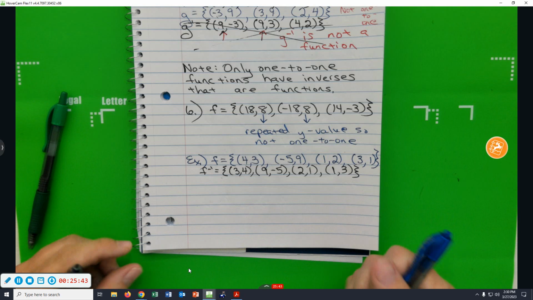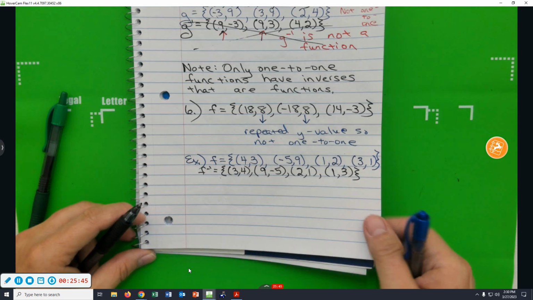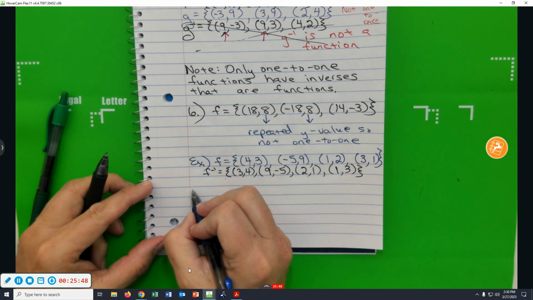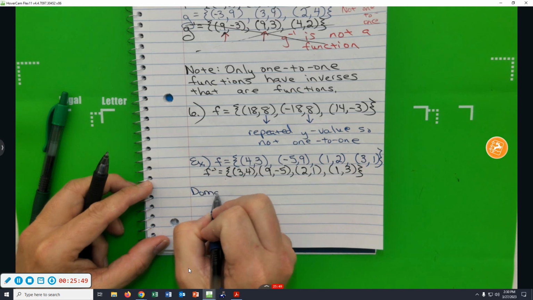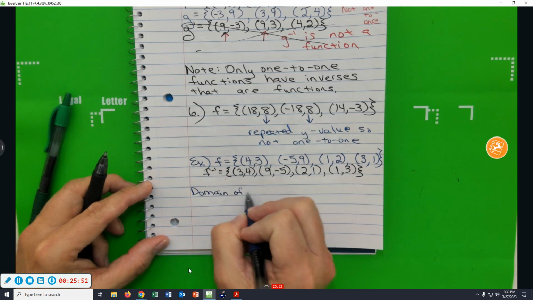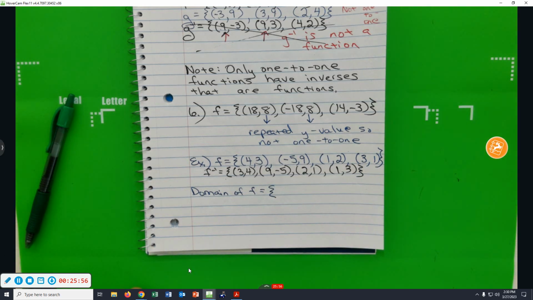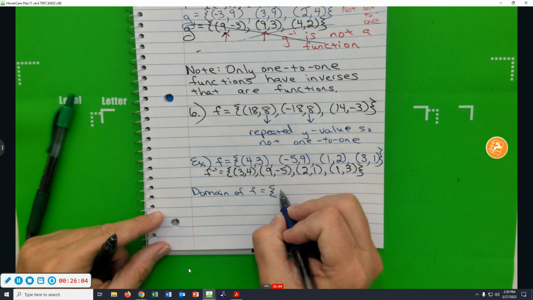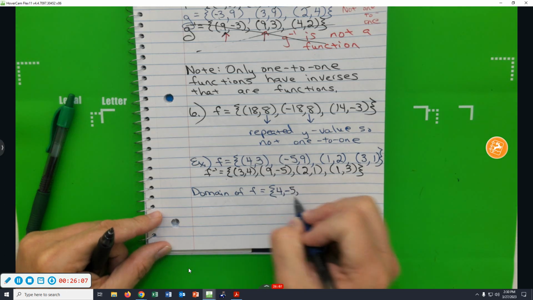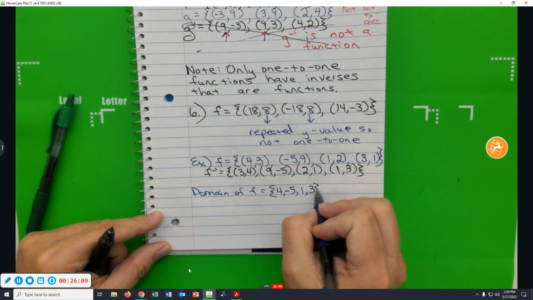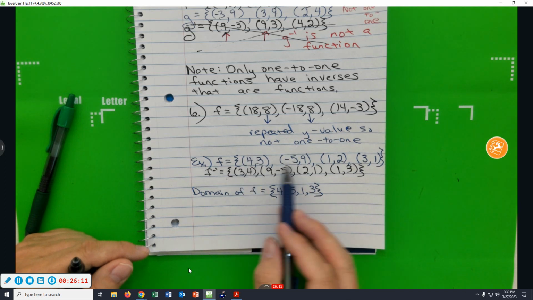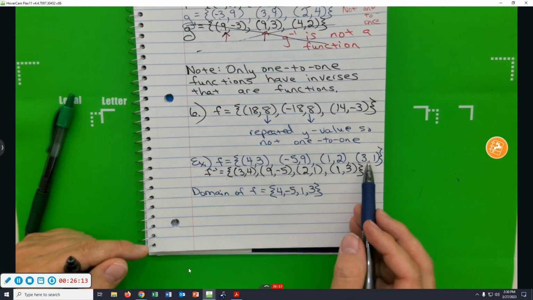Okay, let's see if y'all remember the terminology. What numbers are in the domain of f? The domain of f. Pardon? The domain is the x value, and we're looking at f, not f inverse. What numbers are in the domain of f? 4, negative 5, 1, and 3. I agree. 4, negative 5, 1, and 3.